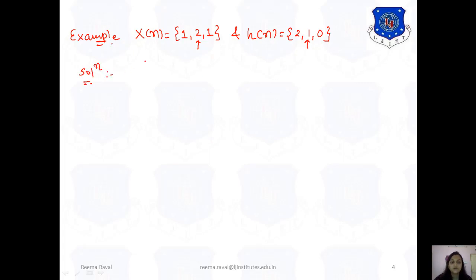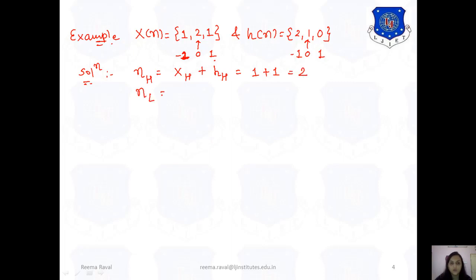First we define the range of n. For that we find the higher range and lower range of n. For the higher range we consider the higher range of x of n plus the higher range of h of n. As the arrow is at the second position, it is the zeroth position; this is plus 1 and this is minus 1. So the higher value for x is 1, and the higher range for h of n is also 1. So that equals 2.